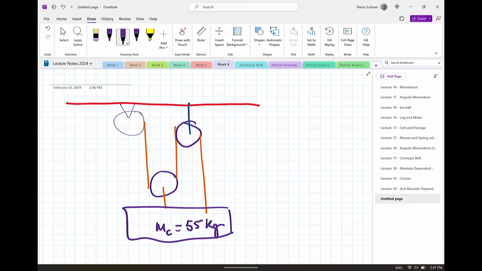So I have an absolute dependent motion problem. Here I have a mass which is attached to a pulley. The pulley is attached to the upper ceiling. It goes around. There's a pulley here. It goes around, comes back down, and attaches to the mass over here. And this is a motor. And I'm going to label these as A and B.